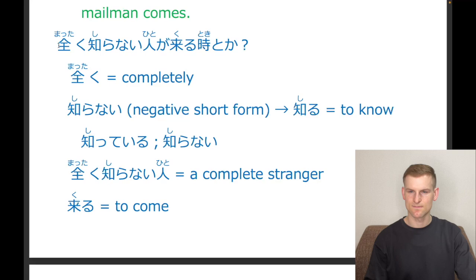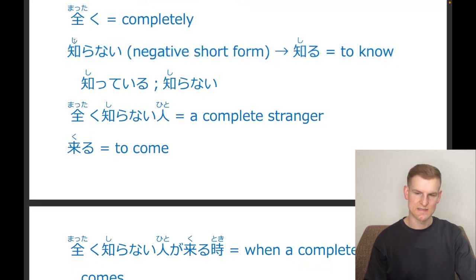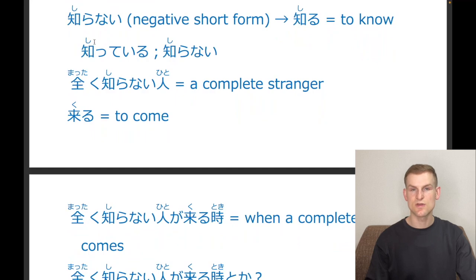Okay, so I kind of fill in more information, I guess. 全く知らない人が来るとか、来る時とか、全く知らない人が来る時とか. Okay, so I'm kind of generalizing here. So 全く is completely, 知らない is the negative short form of 知る, which means to know. So it means I don't know. Be careful with this verb because when you want to say you do know or someone does know, you actually use the ている form. So 知っている, I know. When you want to say you don't know, you don't use the てない form. You use just the basic negative form, 知らない, I don't know.